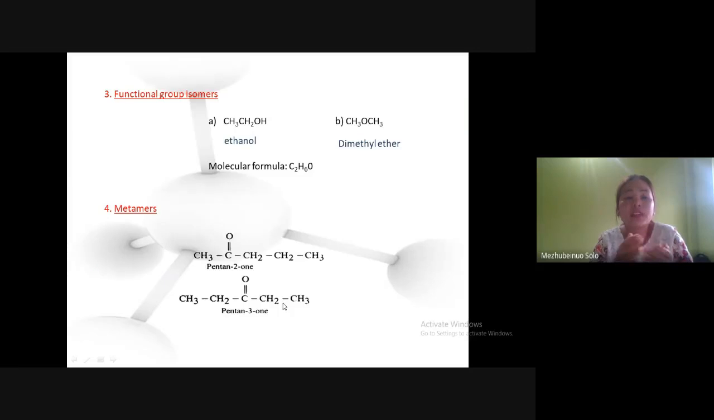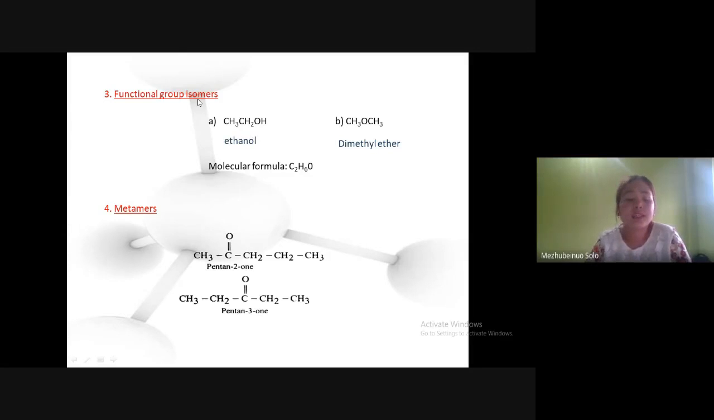The third one is our functional group isomer, where this type of isomers will also have the same molecular formula, but they will have different functional groups. So let us see the example here. I have 2 compounds with the same molecular formula, C2H6O. But the compound A has an alcohol functional group and the compound B has an ether functional group. So this type of compound will come under functional group isomers.